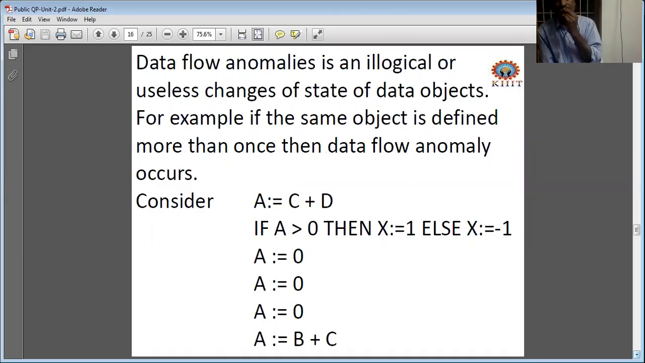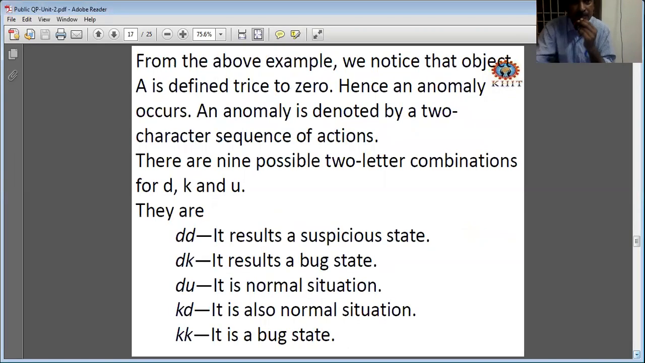For example, if the same object is defined more than once, then a data flow anomaly occurs. Consider A is C plus D. If A greater than 0, then X equal to 1, else X equal to minus 1. A equals 0, X equals 0. So defining these three gives the data flow anomaly. Now A equal to B plus C. From the above example, we notice that the object is defined twice, hence an anomaly occurs.